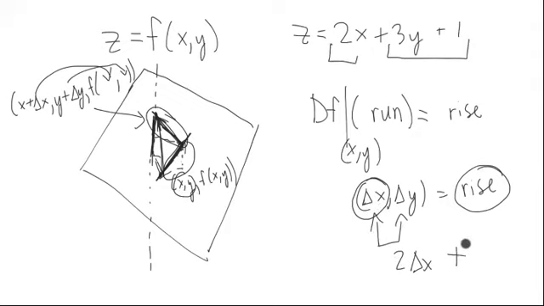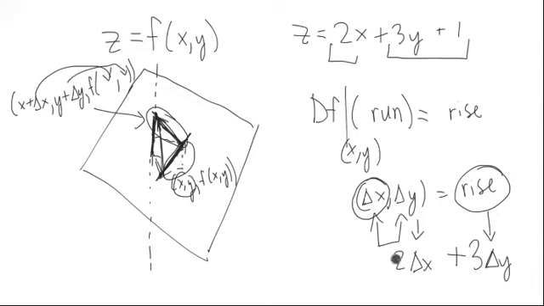So likewise, the rise in just the y direction is going to be 3 times change of y, because if x is constant, that's just a constant plus 3y, slope 3. So the rise will just be that. And so we see that we can compute the rise in such a way.